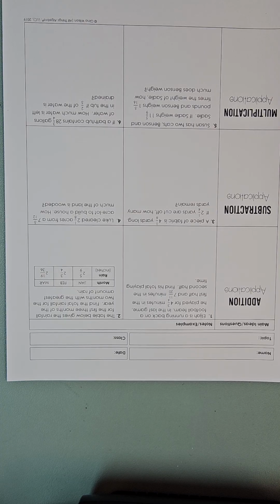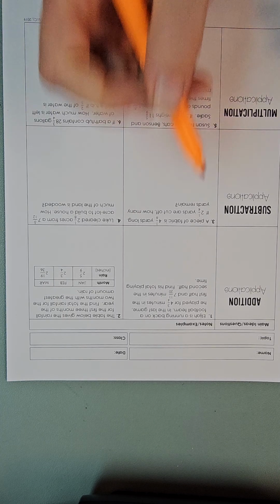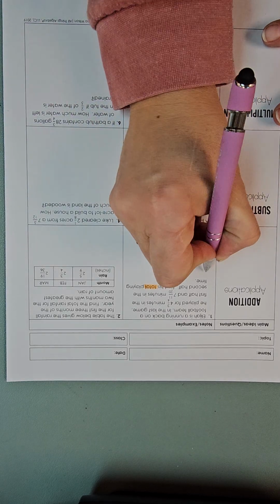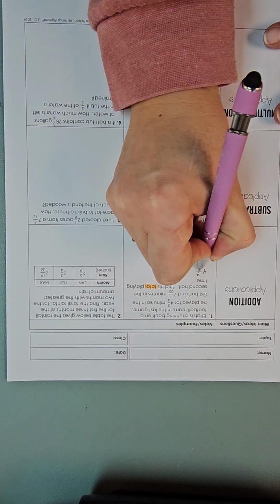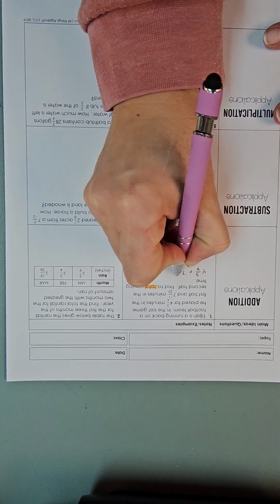What is his total playing time? So here's our big keyword, it is total. Total means we add our fractions together. So we have 4 3/4 plus 7 11/20. Do we all please remember what we have to do?